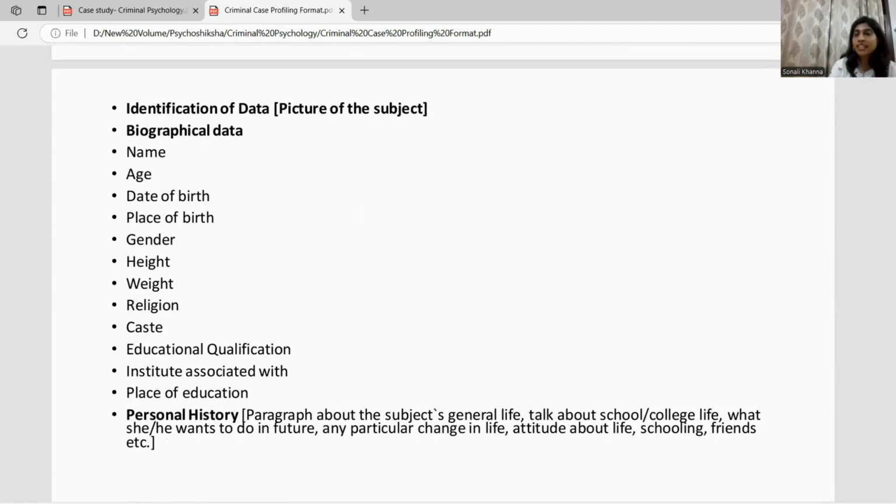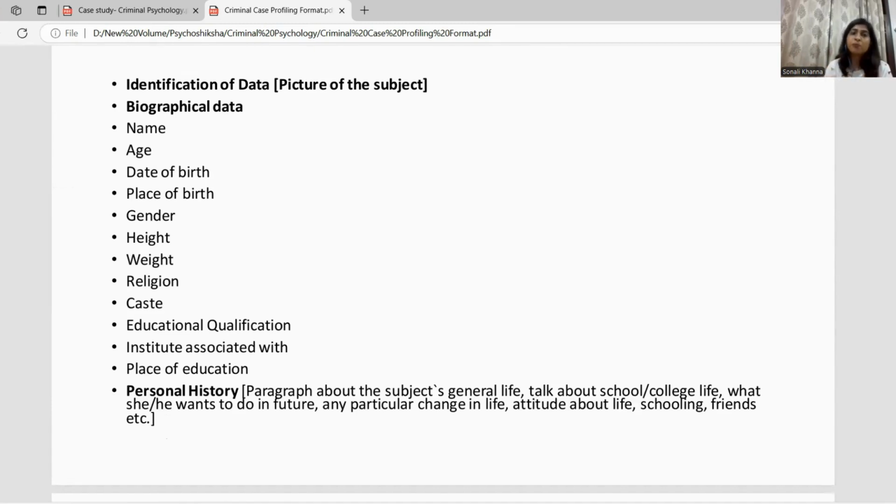Now, what all things do you need to compile in a case study? First is identification data, of course, including a picture of the subject. It has to be matched that, okay, this is the person who has been an offender, or this is the person I'm studying in detail. Biographical data involves the name, age, date of birth, place of birth, gender, height, weight, religion, caste, educational qualification, institute associated with, and place of education. Institute associated with means where he or she has studied, and in which place.